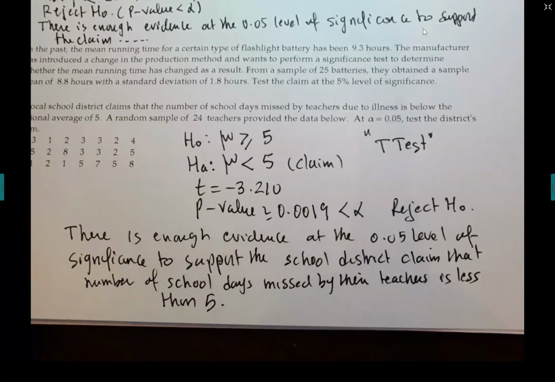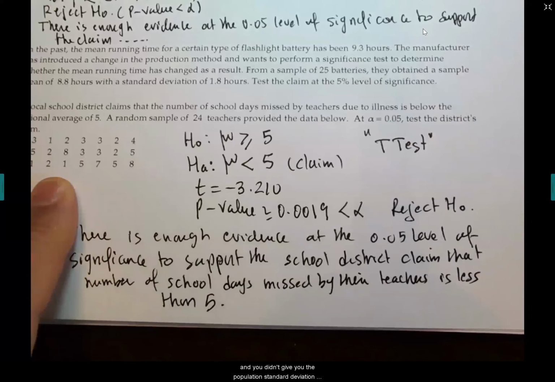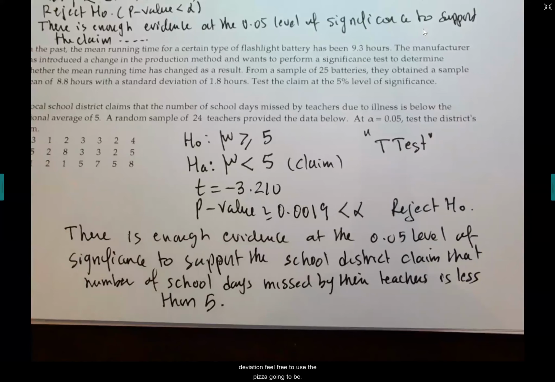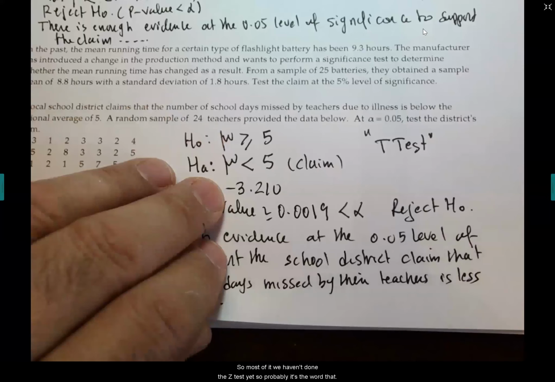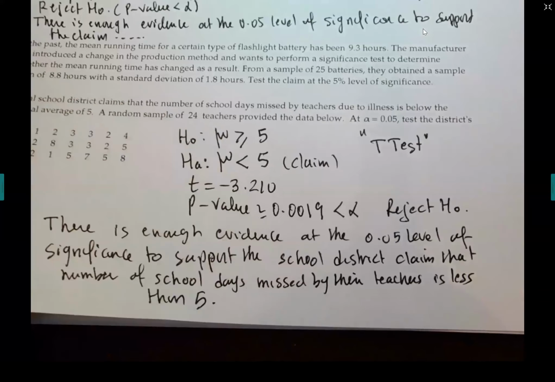Somebody asked me, how do we decide it's a t-test? It is a t-test because he gave you, first of all, a raw data set, and he didn't give you the population standard deviation. If they don't give you the population standard deviation, feel free to use the t-test. We haven't done the z-test yet, so probably it's toward the end.